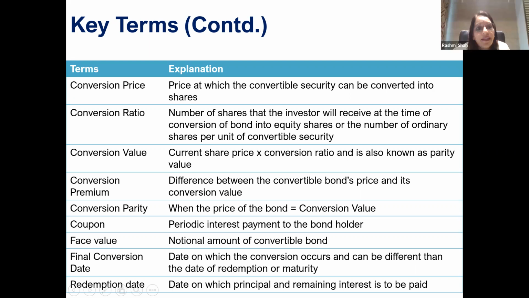Value. Right. Okay. Conversion ratio divided by conversion price. Yeah, it's conversion value or par value of the debenture divided by conversion price also gives you the conversion ratio. So in this example, if the current share price is 50 and the par value is 100 and the conversion price is 20, then the conversion ratio is 100 divided by 20 or 5:1. What does this 5:1 mean?